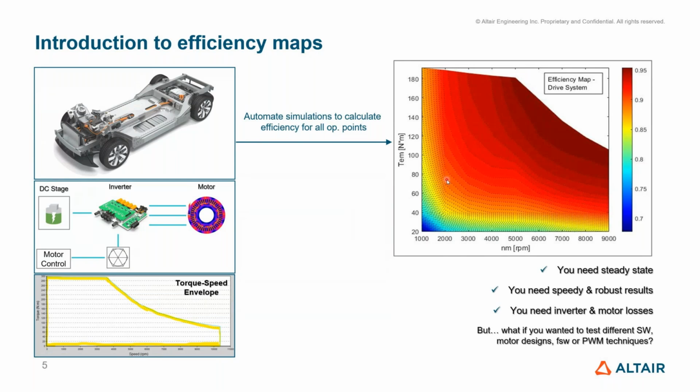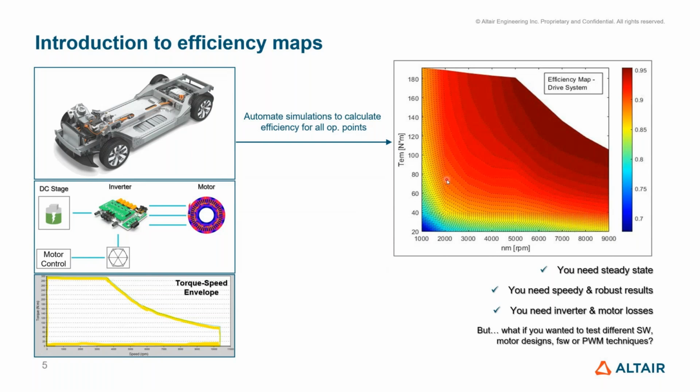If we're talking about simulation, you need a robust and fast tool in order to do this, because we're talking about automating a lot of simulations, and you want them to be fast and you want them to converge. This is where our SPICE users may find the PSIM workflow much more user-friendly, for example. And then you also need to calculate the inverter and motor losses, and also other losses including the system to come up with the system level efficiency.